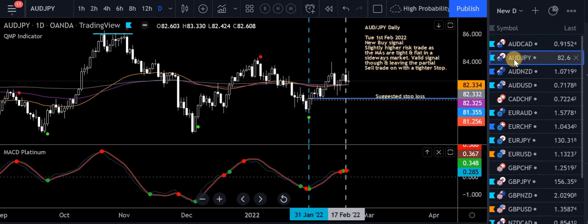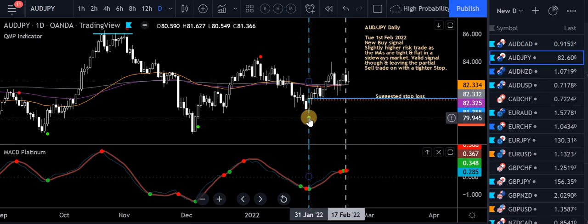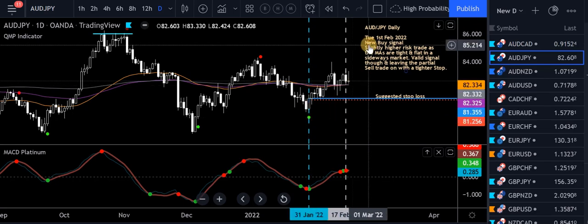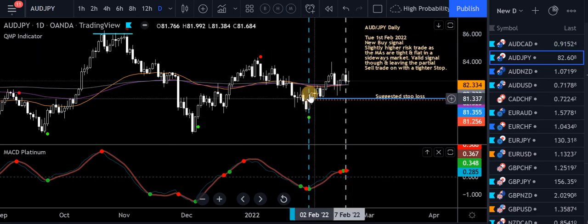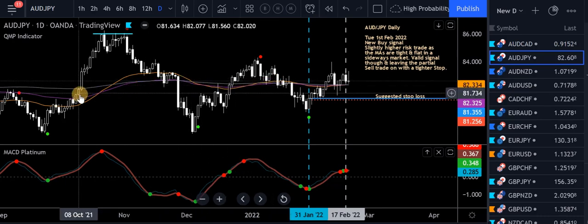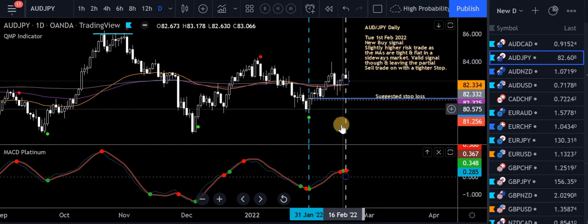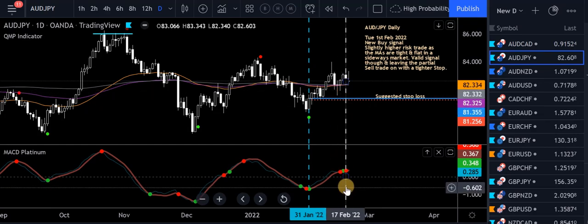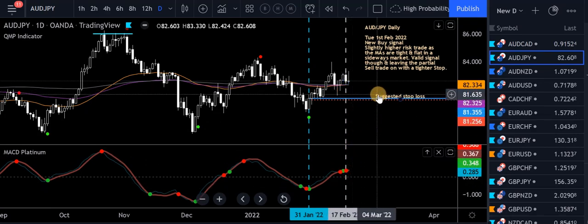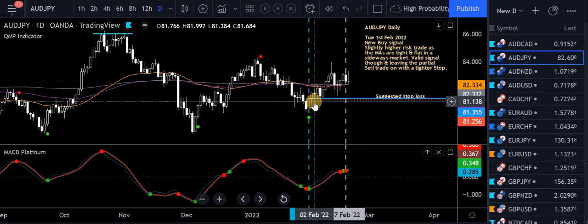Aussie Japanese Yen, still on a buy from back here, Tuesday the 1st of Feb. Look at the MAs, so how tight are they? That's just sideways, up, down, up, down, up, down. Grey warning line, there's a red dot on the MACD platinum above the zero level. Stop loss is just below the entry, can't lose on this.